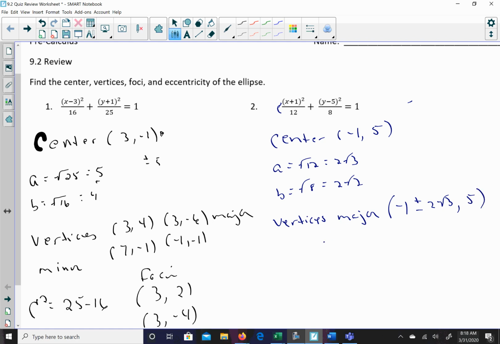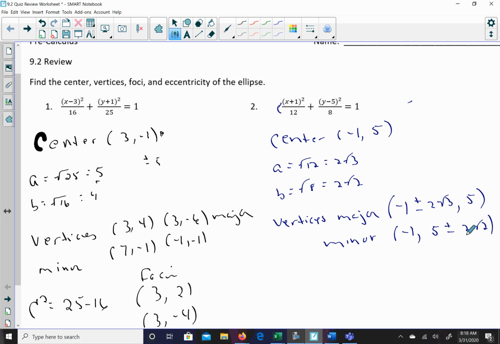That's my major. To do my minor, my x coordinate stays the same, so that -1 stays the same, and it's going to be 5 plus or minus the b, which is 2 square root of 2. Since those are radicals that I cannot simplify, I'm just going to leave them like that.